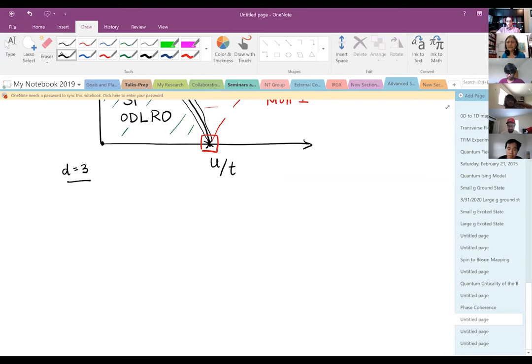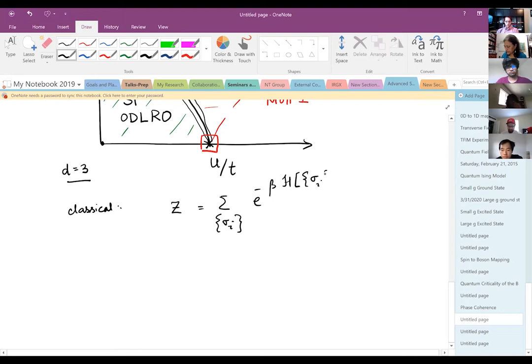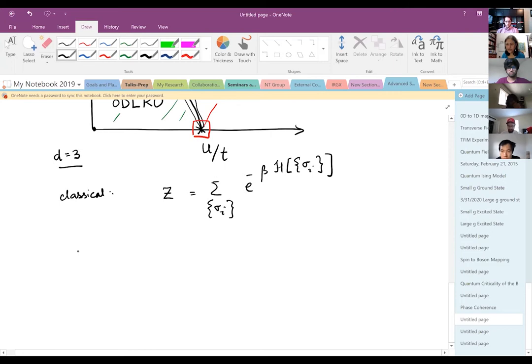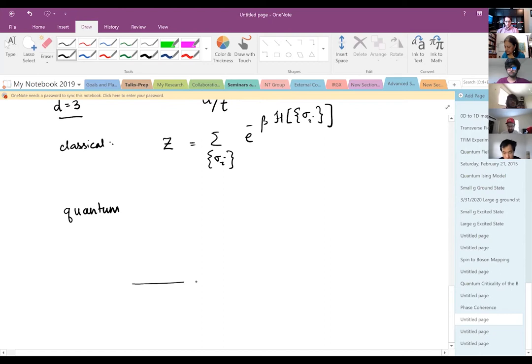It depends on how you are setting it up. The first thing is, if you're looking at a classical problem, then we wrote Z as the trace over all configurations of e to the minus beta H, and H depends on each of these configurations, right? Now, when you come to quantum, the first thing that happens is you add another dimension to your space. There's a time dimension.